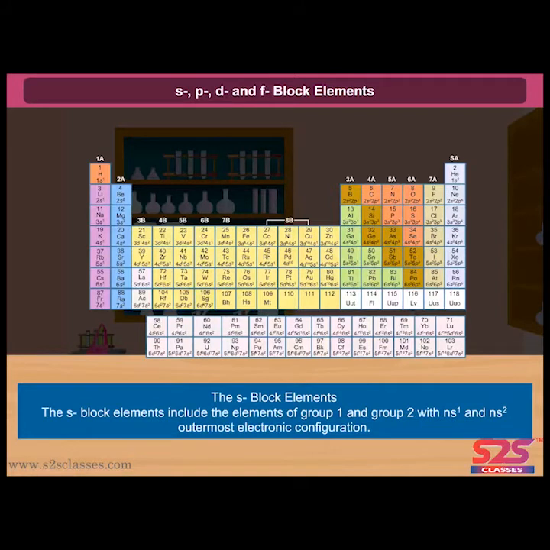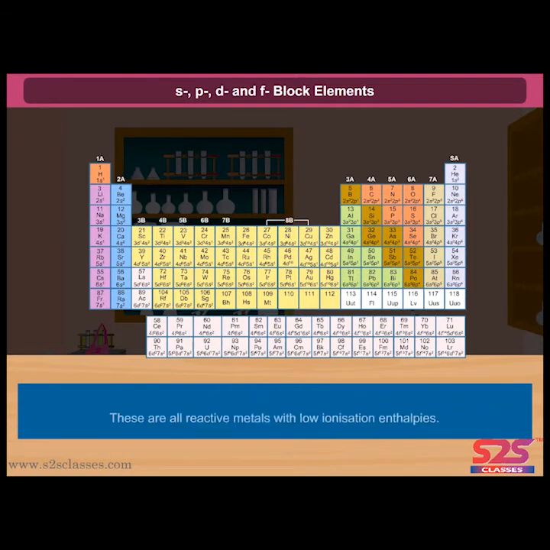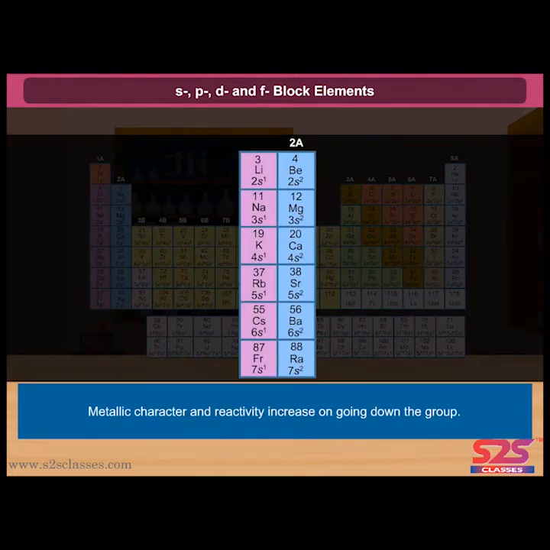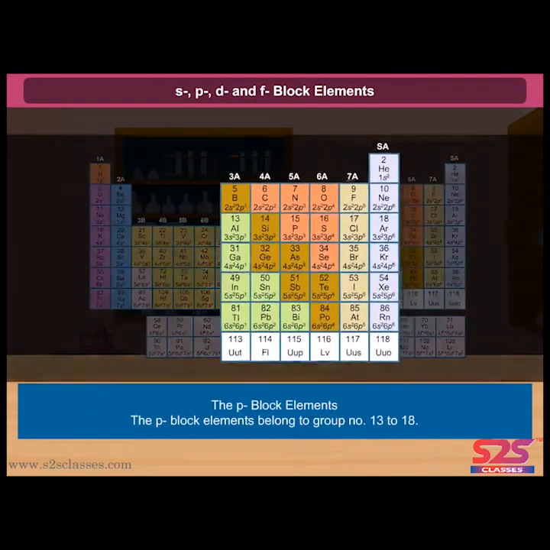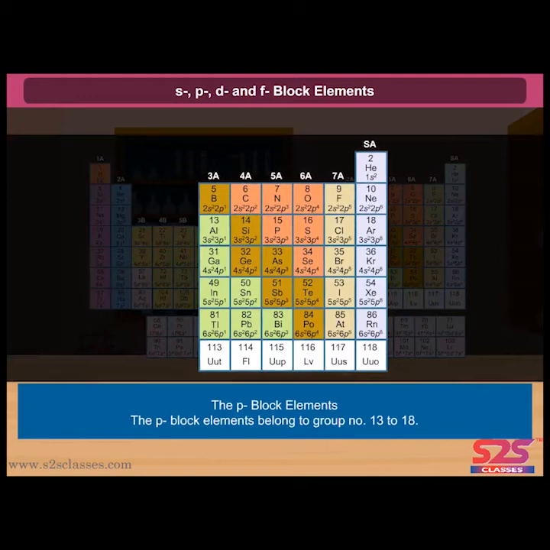The s block elements include the elements of group 1 and group 2 with ns¹ and ns² outermost electronic configuration. These are all reactive metals with low ionization enthalpies. They lose electrons readily to form +1 and +2 ions. Metallic character and reactivity increase on going down the group. The p block elements belong to group numbers 13 to 18.